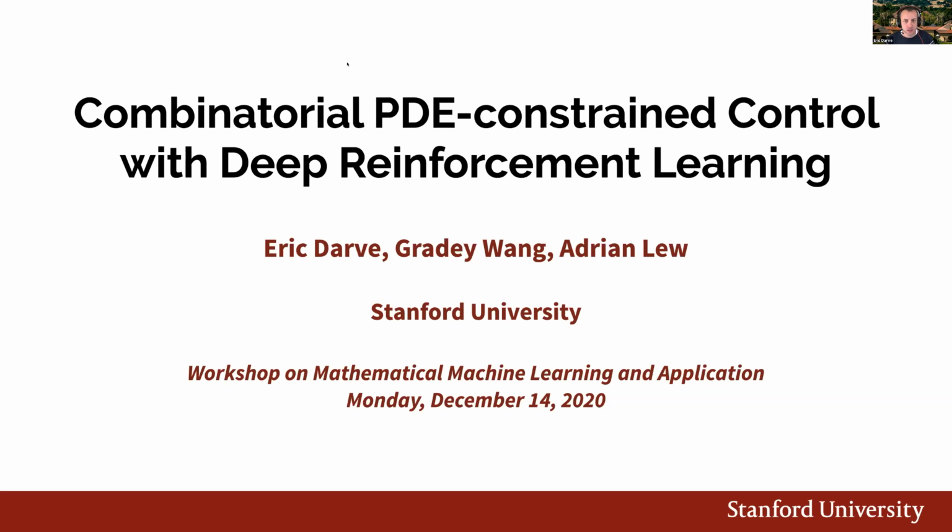So I'm going to talk about control problems, PDE constraint control problems, but with a combinatorial control, and we're going to be using deep reinforcement learning algorithms, the type of algorithm that, for example, was used for AlphaGo. My name is Eric Darve. I'm in mechanical engineering, but my training was actually in computational math at ENS Ulm and Pierre-Marie Curie in France. This is joint work with Grady Wong, who is a PhD student at Stanford, and my colleague Adrian Liu in mechanical engineering. So here's the application.